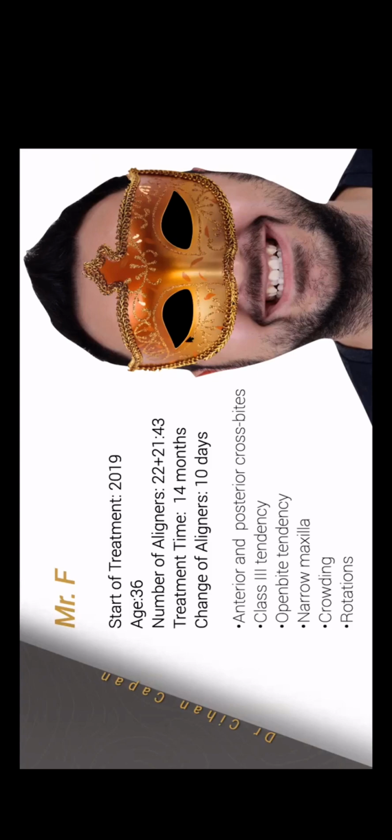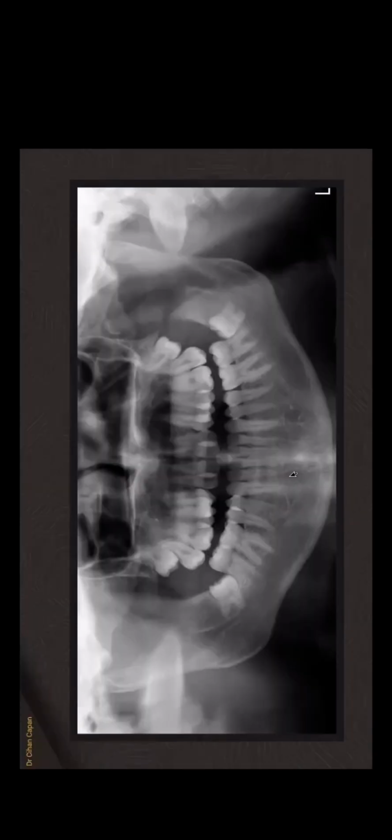And as you see, on the smile we have a black buccal corridor. We have anterior and posterior crossbites, as you can see on the laterals. Class 3 tendency, we have open bite tendency, edge-to-edge bite. We have narrow maxilla, crowding, and rotations. And we have everything in his mouth, actually. So this is his OPG, everything is fine. We didn't extract any eights.